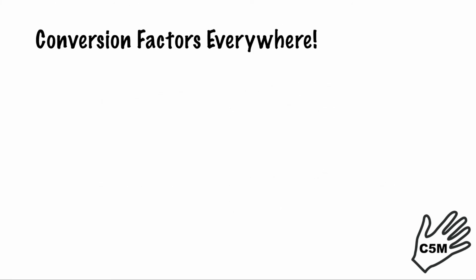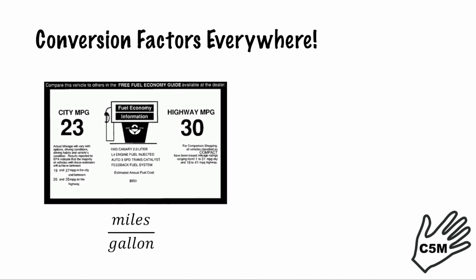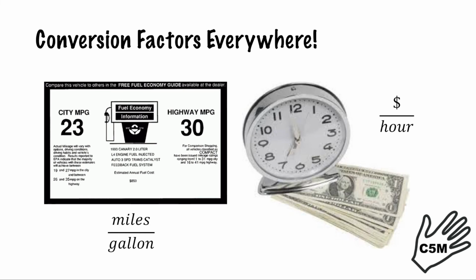Up to this point, we have limited our discussion to converting between units of the same type, like units of distance. But conversion factors are also commonly used to convert between different properties based on an equivalency. For example, I'm sure you're familiar with the conversion factor known as miles per gallon. This allows you to convert between distance driven and volume of gasoline consumed. Or an hourly wage, which can tell you how much money you will earn for working a certain amount of time, or how much time you will need to work in order to earn a certain amount of money.